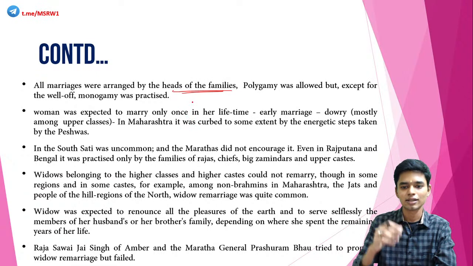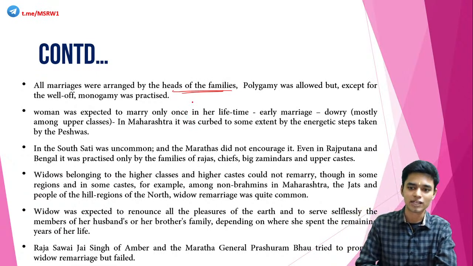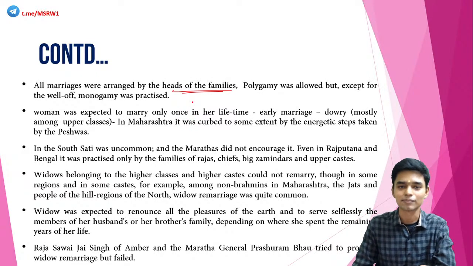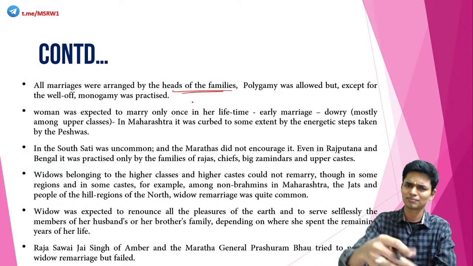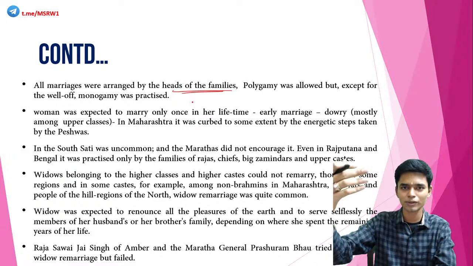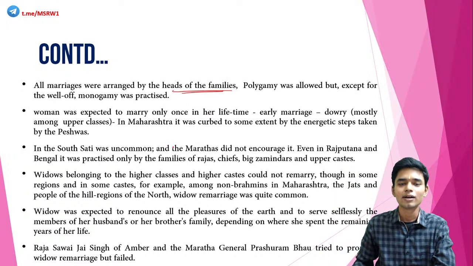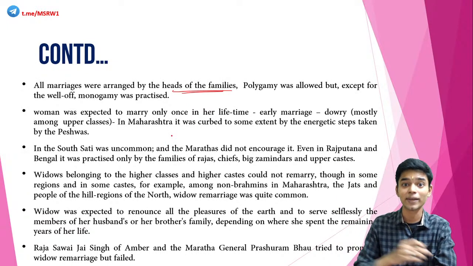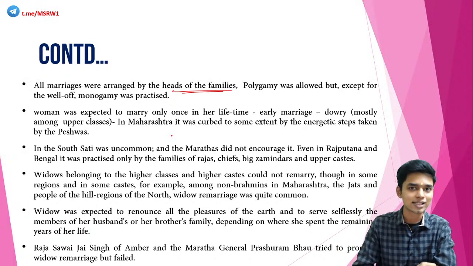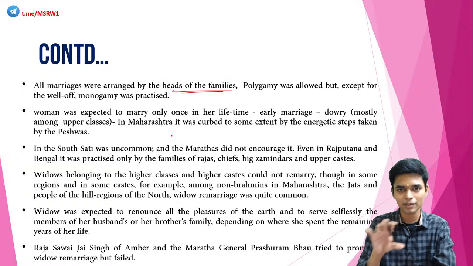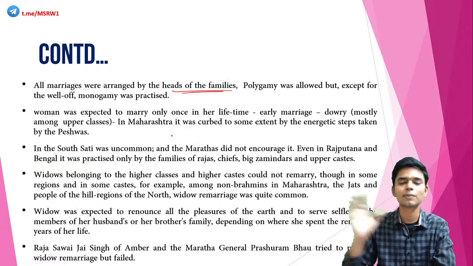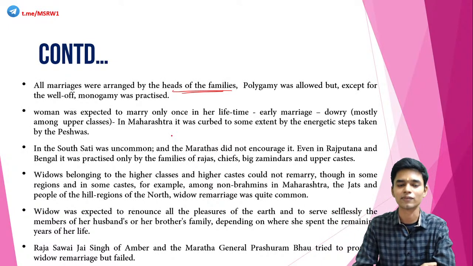Early marriage system was very much prevalent. Dowry system was very much prevalent. I think these are self-explanatory, so I am not going into depth. Dowry was actually controlled in certain parts of India. For example, in Maharashtra, the Peshwas were very energetic in trying to abolish dowry. Except in Maharashtra, in most other places, the dowry system was very much prevalent.